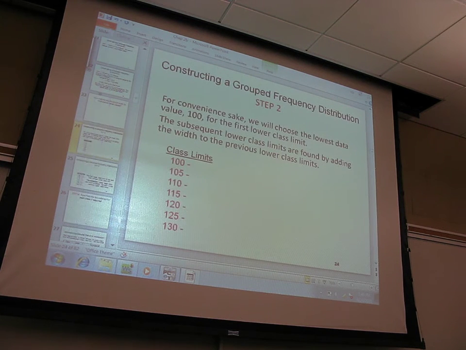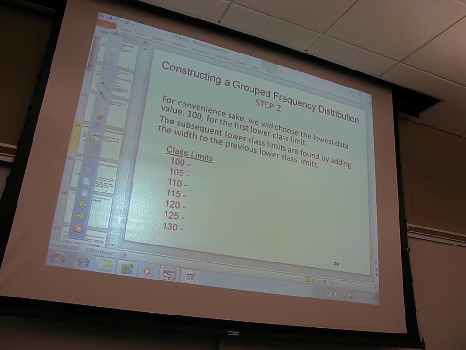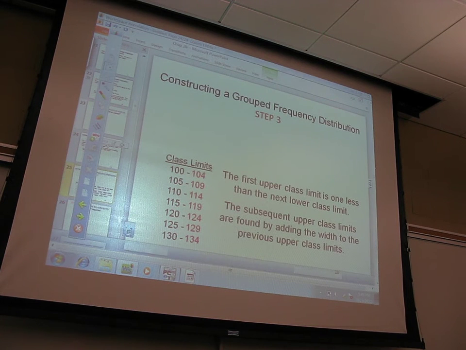And then you find all lower class limits. Then find all your upper class limits. How do I find them? It comes to 104 for 105. And the last one, you can get by just adding a class width to get to that last one. That's the easiest way to get to that last one.